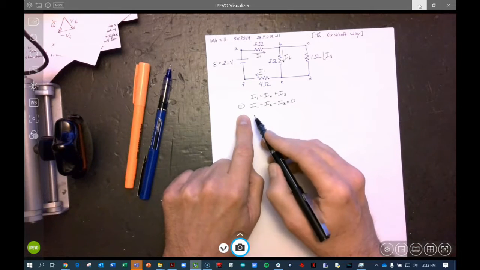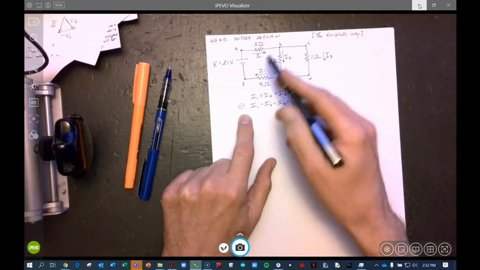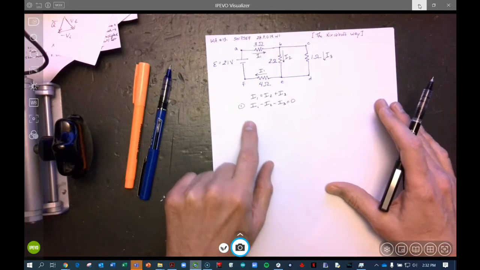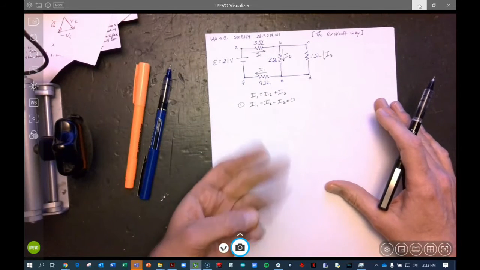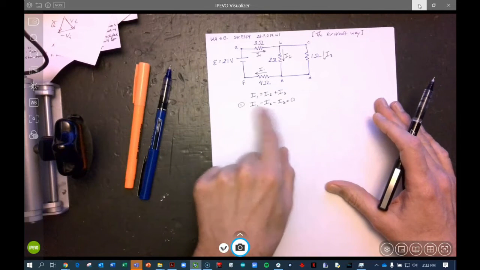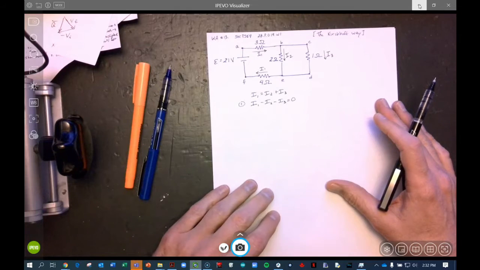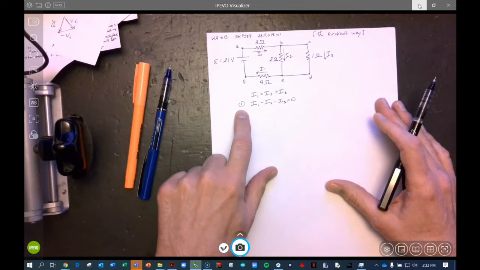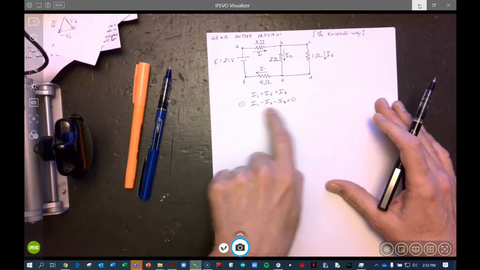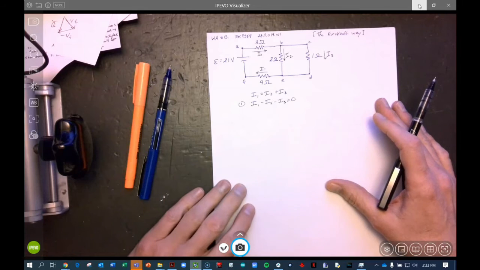So we have three unknowns here. We have I1, I2, and I3. These are the unknowns of the circuit. And we have to then have at least three equations to solve for these three unknowns. So this is our first equation from the Junction Rule. And again, this will make sense in just a minute why we write it like that.